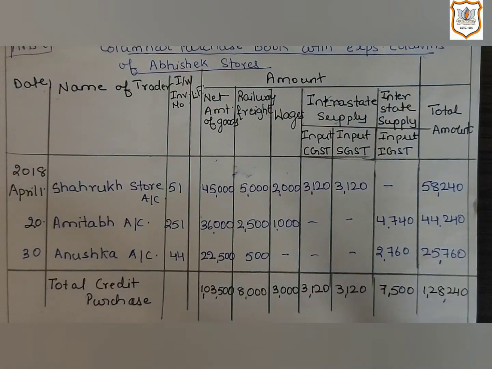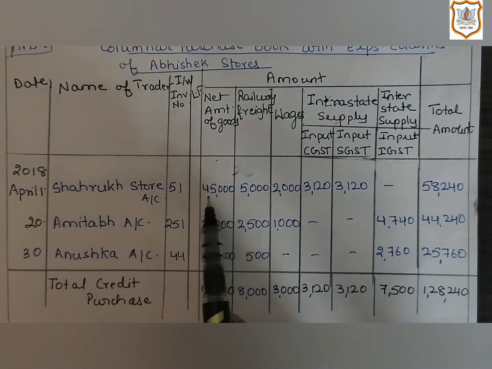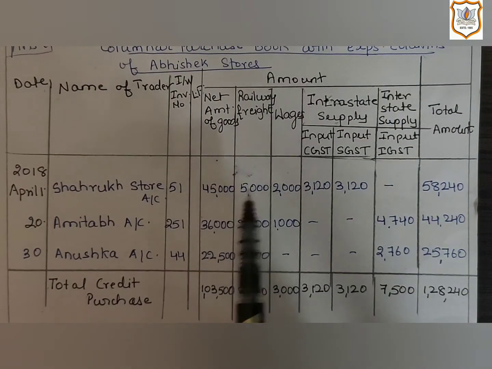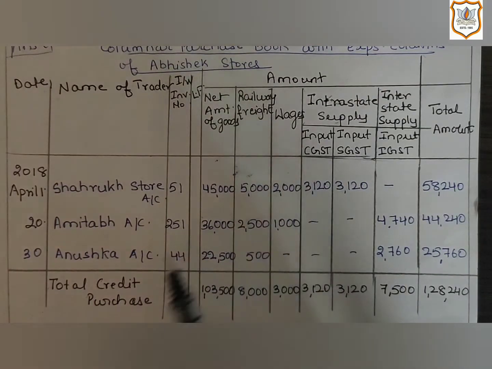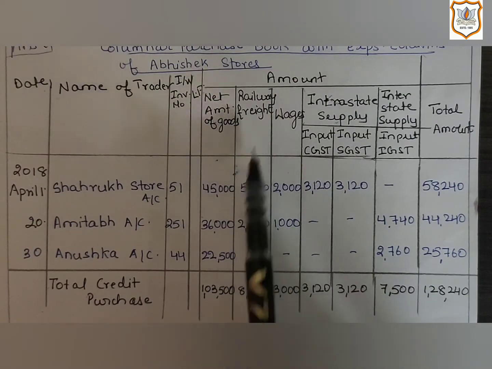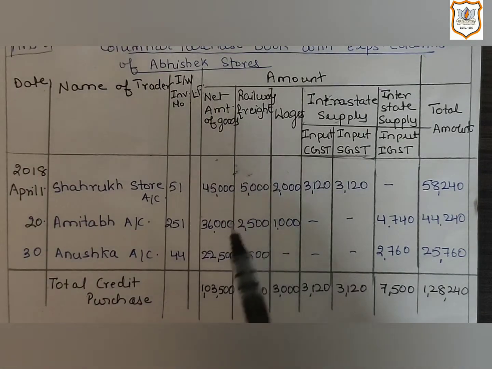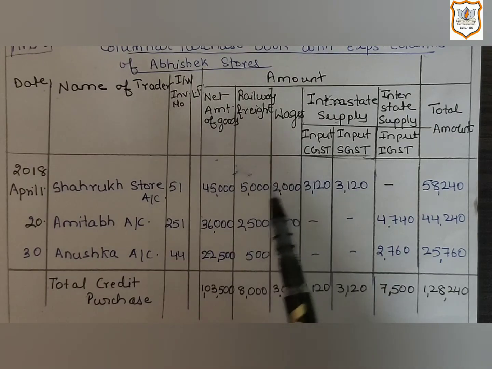Now here the seller has prepared the invoice by adding various other charges apart from the sales value of goods. So here we don't have to pay only 45,000, but with that we have to pay railway freight also and wages also, as it is given in the question. So with 45,000, that is the net amount of goods, we have to pay railway freight. For that we had prepared a separate column. So here we will enter the amount 5,000 and for wages the amount is 2,000.